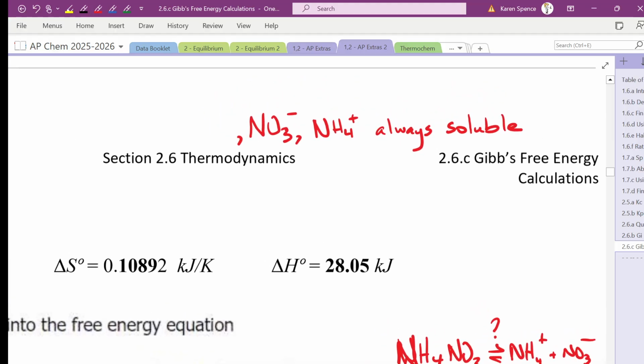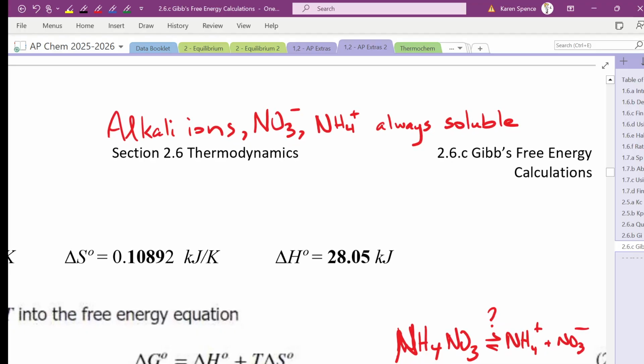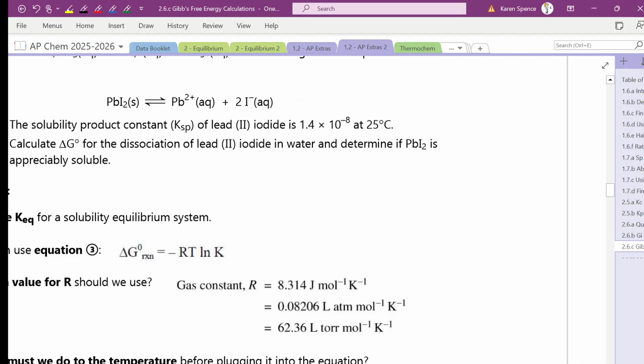It's actually a group. Oh, I heard it somewhere. Alkali, the alkali ions. Okay, so the alkali ions, ammonium and nitrate are the ones that are always soluble. Just the first column, alkali, but not alkaline earth, which is the second column, not row. And those are the only 3 solubility rules you need to know.